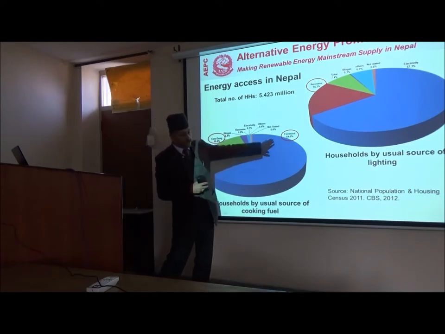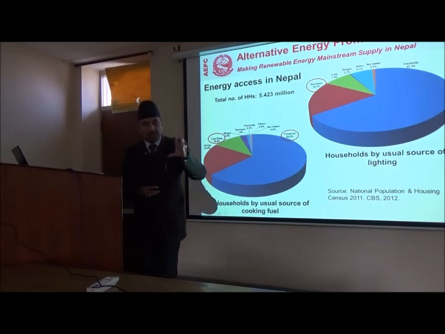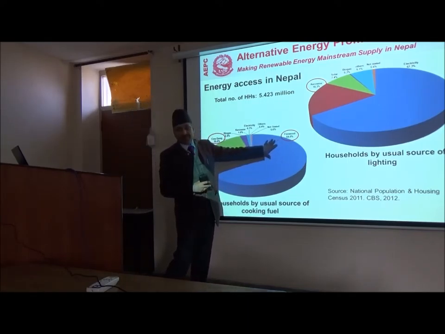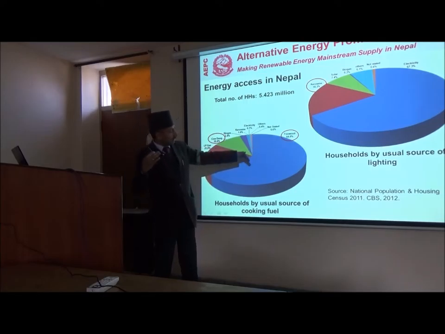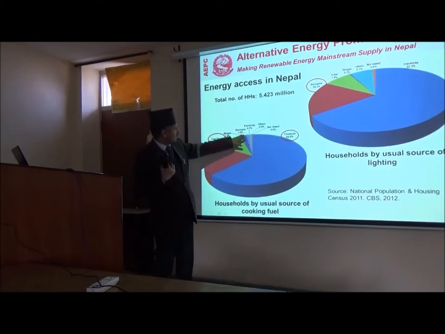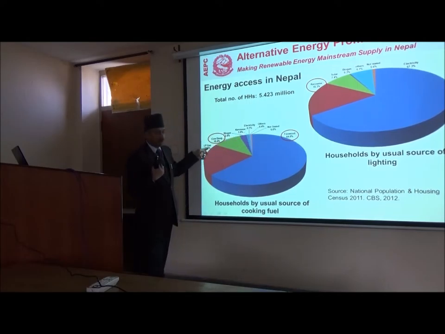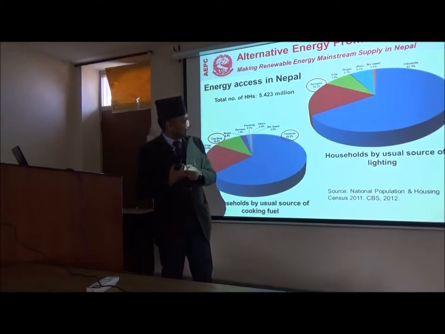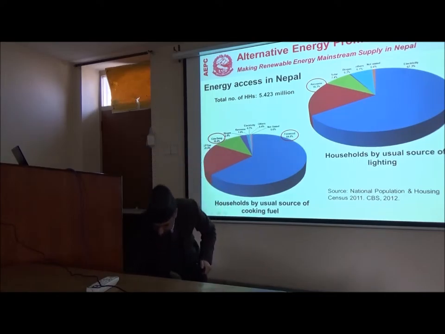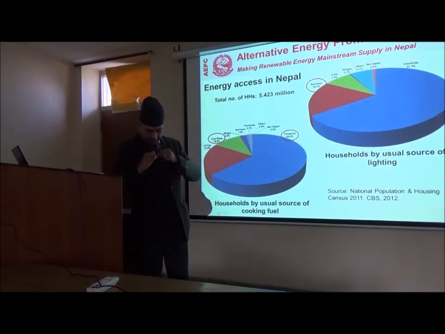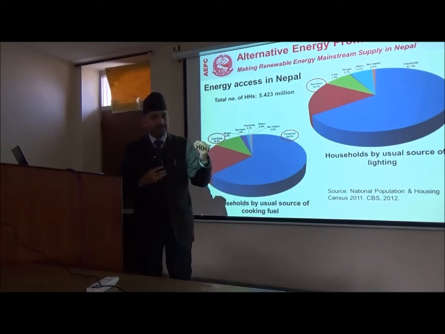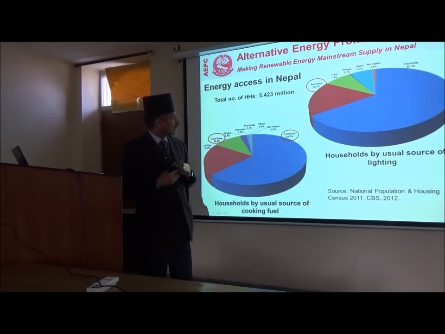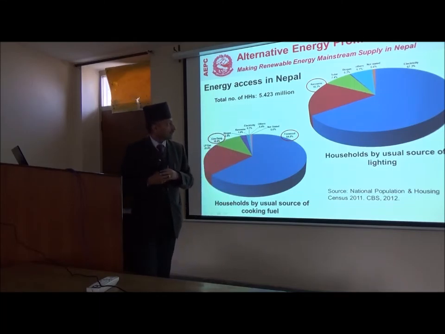In terms of cooking, as I mentioned before, we heavily rely on traditional fuels. Almost 64-65% of the cooking energy comes from firewood. Electricity, very little. LPG contributes around 21%. Whereas in lighting, 67% of households have electricity for their lights, whereas kerosene contributes around 18%, solar 7%, and others close to 7%.